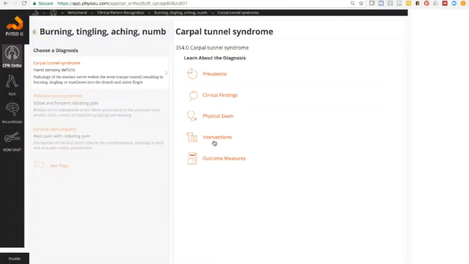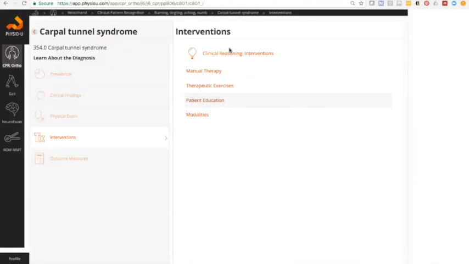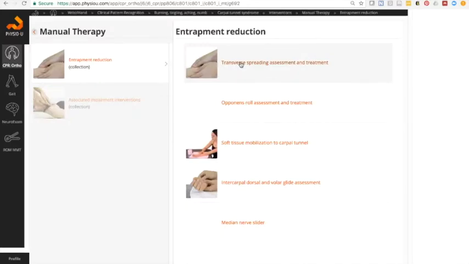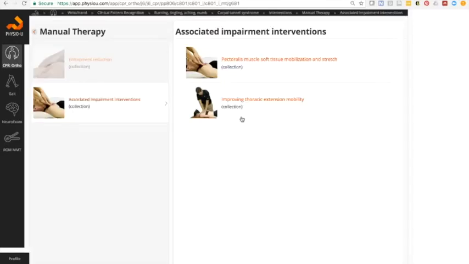When you finally get to the interventions, you'll see that the guidelines talks about doing things to reduce entrapment. So there's entrapment reduction. You can see there's soft tissue assessments and treatments, soft tissue mobilization to the carpal tunnel, and potentially adding some median nerve sliders, some type of nerve mobility. And you can always do some associated impairment interventions to help improve the patient's posture.